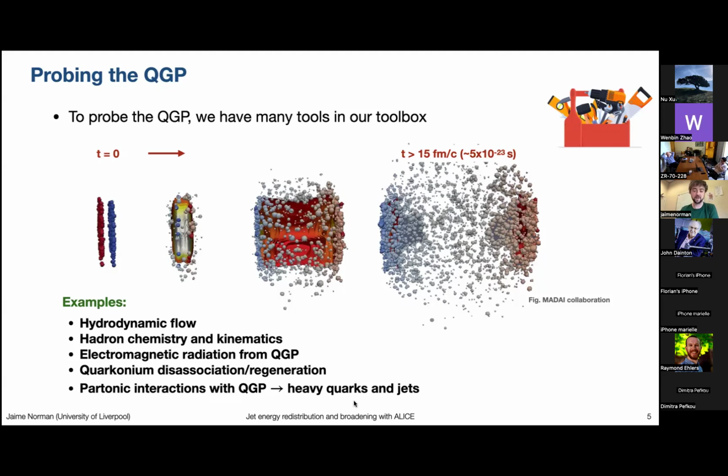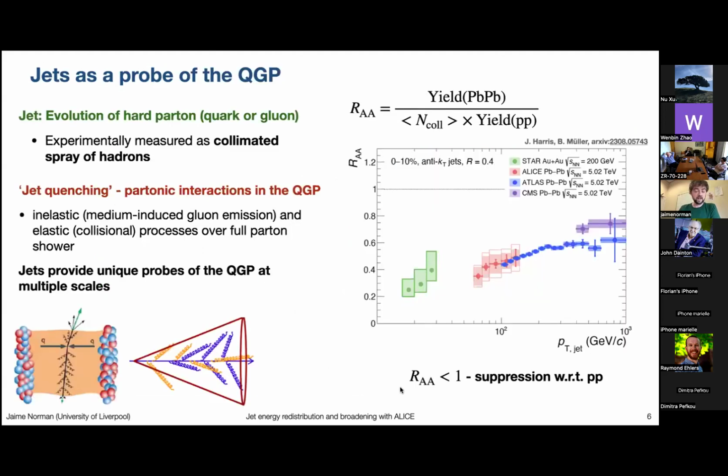And to do this, we can use heavy quarks, or in the case of this talk, jets. A jet, in any collider experiment, comes from the evolution of a hard parton produced in a hard scattering process. So a quark or a gluon evolves, radiates gluons, and through this parton shower is experimentally measured as a collimated spray of hadrons.